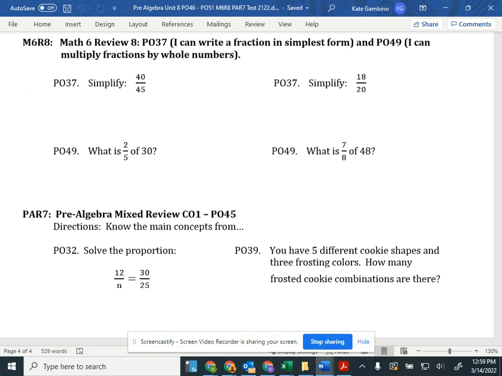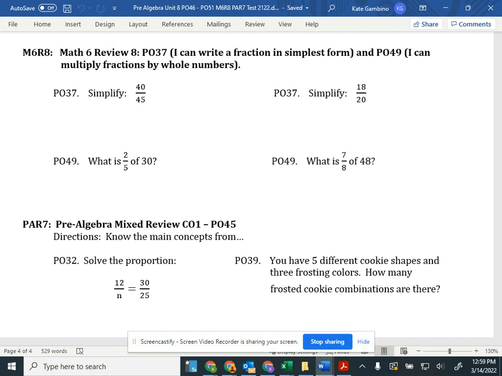So M6R8. First is simplifying our fractions. Some of us just had a little mess up on our math. 40 over 50, I can divide 5 out. 40 divided by 5 is 8. 45 divided by 5 is 9. Over here, I divided a 2 out. 18 divided by 2 is 9. 20 divided by 2 is 10. Can't go any simpler than that. Biggest factor they shared was a 2.